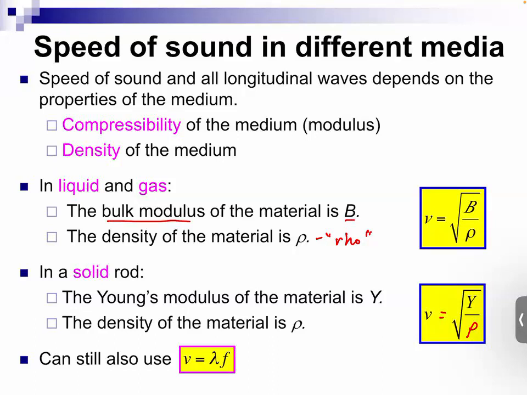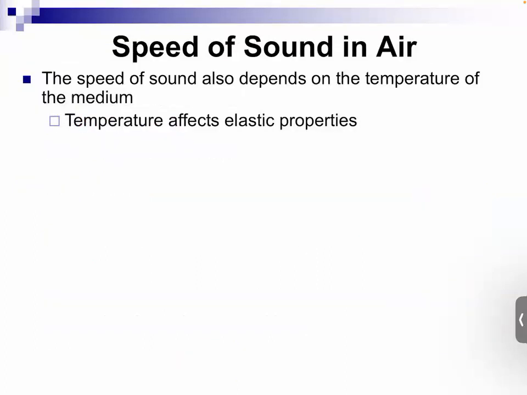Okay. So the speed can be defined by those equations, but also because the elastic properties, the bulk modulus and the Young's modulus, or the compressibility of a material, depend on temperature, it therefore makes sense that the speed of sound also depends on the temperature of the material, okay? Because temperature affects the compressibility of the material via its bulk modulus or Young's modulus.